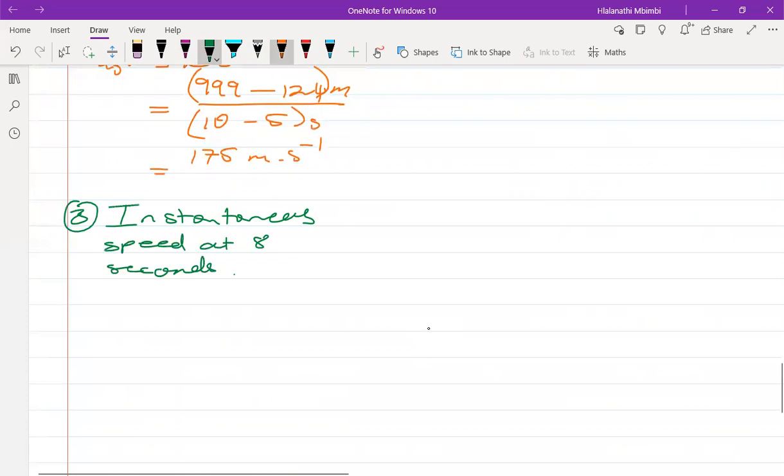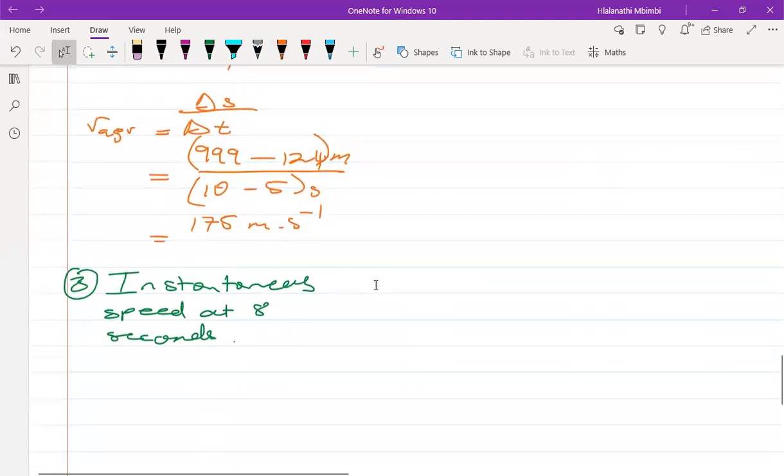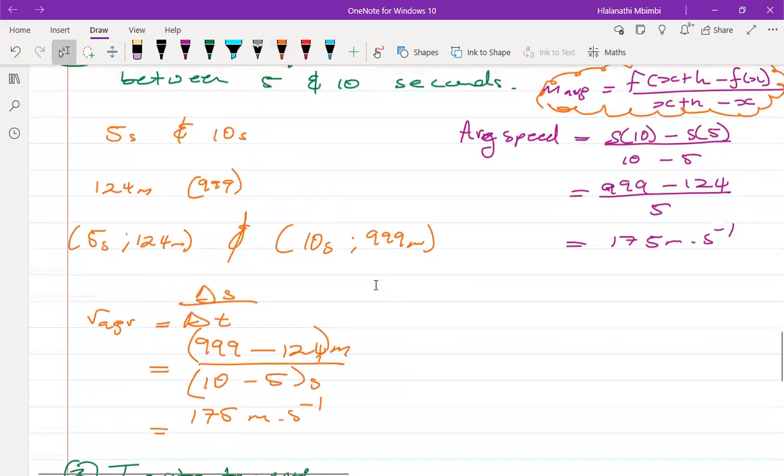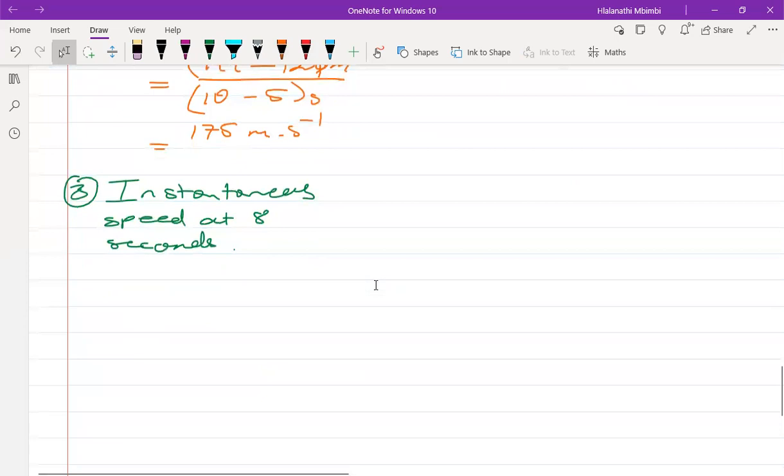So they want to know exactly what the speed of the rocket is at 8 seconds. That's like the gradient at a point, right? So it's the same as just the derivative. It looks like they want the derivative here. The speed, if it's instantaneous, is the derivative.